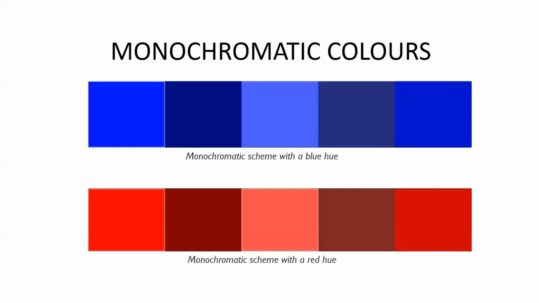Let us start with monochromatic color scheme. Monochromatic colors are the colors of a single hue. A single color is gradated in different tonal values. In this example, you can see the monochromatic scheme with a blue hue. At the bottom, you see monochromatic scheme with a red hue.